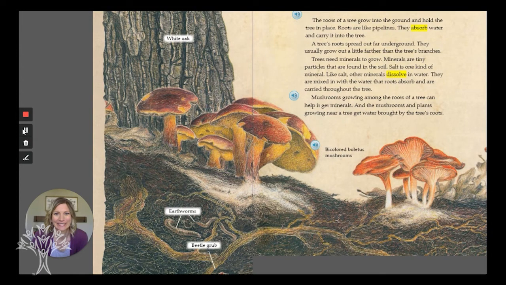So how do mushrooms and trees help each other? Let's check for understanding, because I'm not sure if I exactly understand. Oh, look at that third paragraph. Mushrooms growing among the roots of a tree can help it get minerals. And the mushrooms and plants growing near a tree get water brought by the tree's roots. That was pretty easy to find the answer to my question. That would be a green question because we went straight to the text and it was right there.